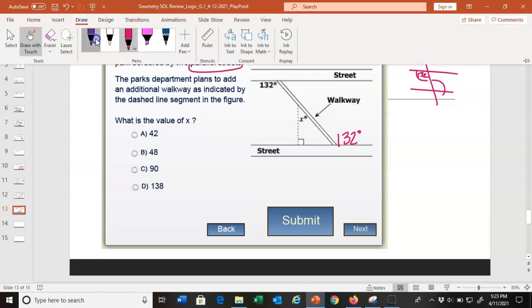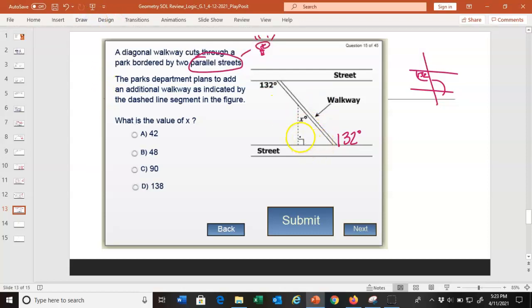Now, because we're trying to solve for x, so we know this is 90. Can we find this angle? Now that we have 132 here, we could do this. Look, these are on the same line. Remember, two angles that are on the same line are called a linear pair, or they are adjacent. And remember, these add up to 180. So to find this one, we would just do 180 minus 132, which is 48.